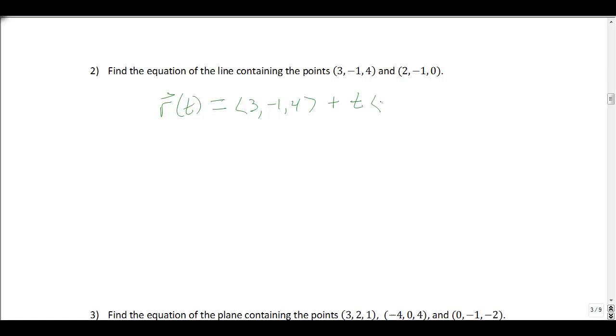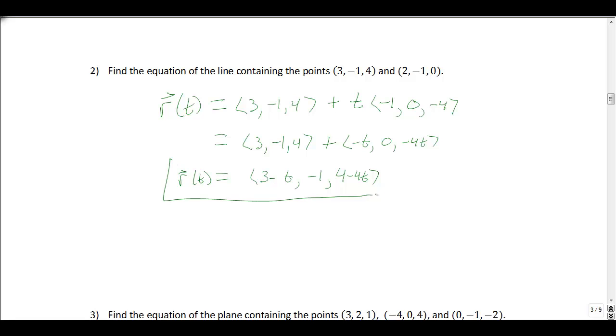So let's do 2 minus 3, that's -1, -1 minus -1 is 0, 0 minus 4 is -4. You could have subtracted in the other way. You could have used the other point here. When you put this all together, what you get, let's see, this is 3, -1, 4. When you distribute the t, you get -t, 0, -4t. You add component-wise, you get 3 minus t, -1, 4 minus 4t. So this is really your parametric equation for the line that contains these 2 points.